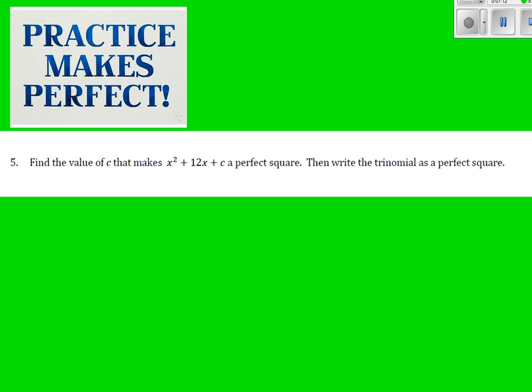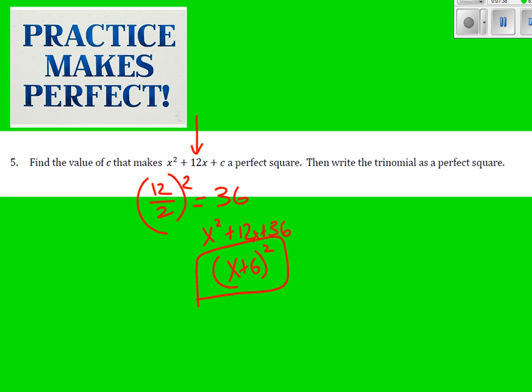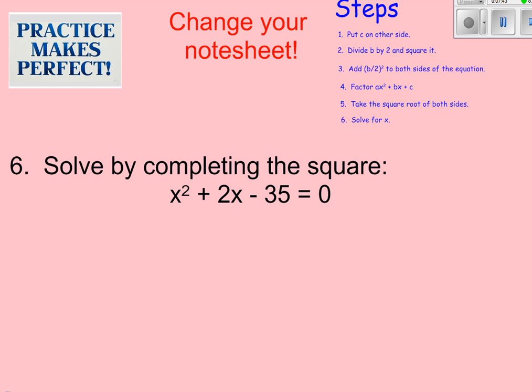All right? So find the value of c that makes x squared plus 12x plus c a perfect square, and write the trinomial of a perfect square. So all this is saying is take 12, divide it by 2, and square it. That will make it a perfect square trinomial. So that's 6 squared, that's going to be 36. So that's going to be x plus 6 squared. So this is the perfect square trinomial. That's what it would be factored.